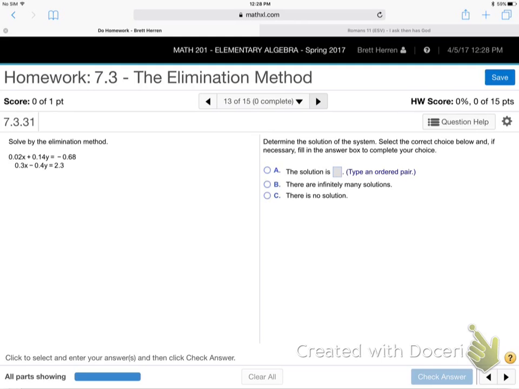Let me see. What should we do? If the decimals bug you, you can get rid of them. Just move them all 2 places. You can move them all the same amount of places, because that's multiplying by 100, really, right? So I would just move this 2 places. 2x, move it 2 places. 14y, move it 2 places, minus 68. Is that good? You don't have to write the 100. Just move the decimal, you're fine.